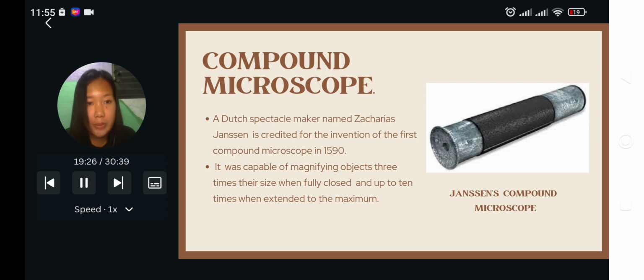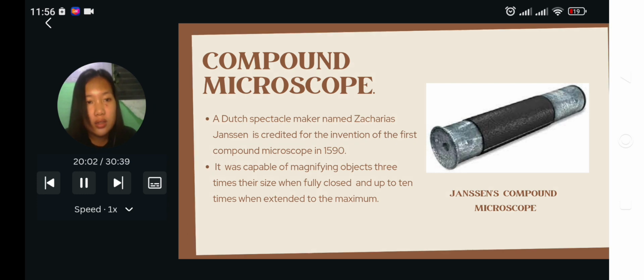Kumbaga, it was capable of magnifying objects 3 times their size when fully closed and up to 10 times when extended to the maximum. So, doon na nila na-discover yung compound microscope. And until today, talaga namang napakalaki ng pakinabang nitong compound microscope pagdating sa mga scientific studies like in medical. Talagang gamit na gamit itong compound microscope. Salamat kay Zacharias Janssen sa pag-imbento nito. Okay? So, let's move on.